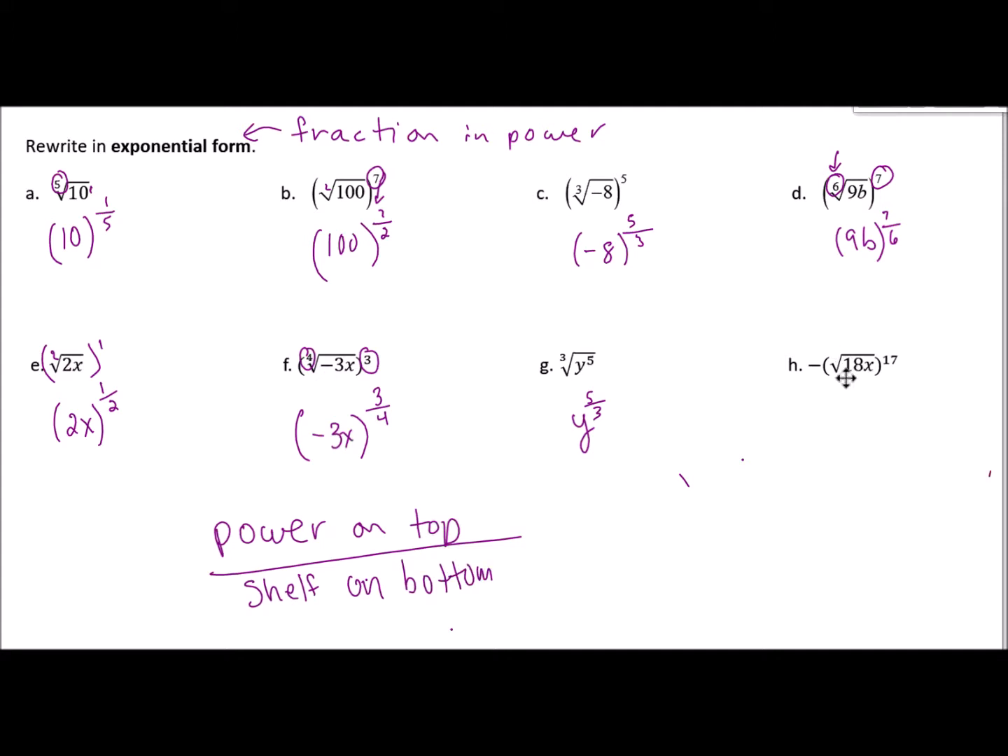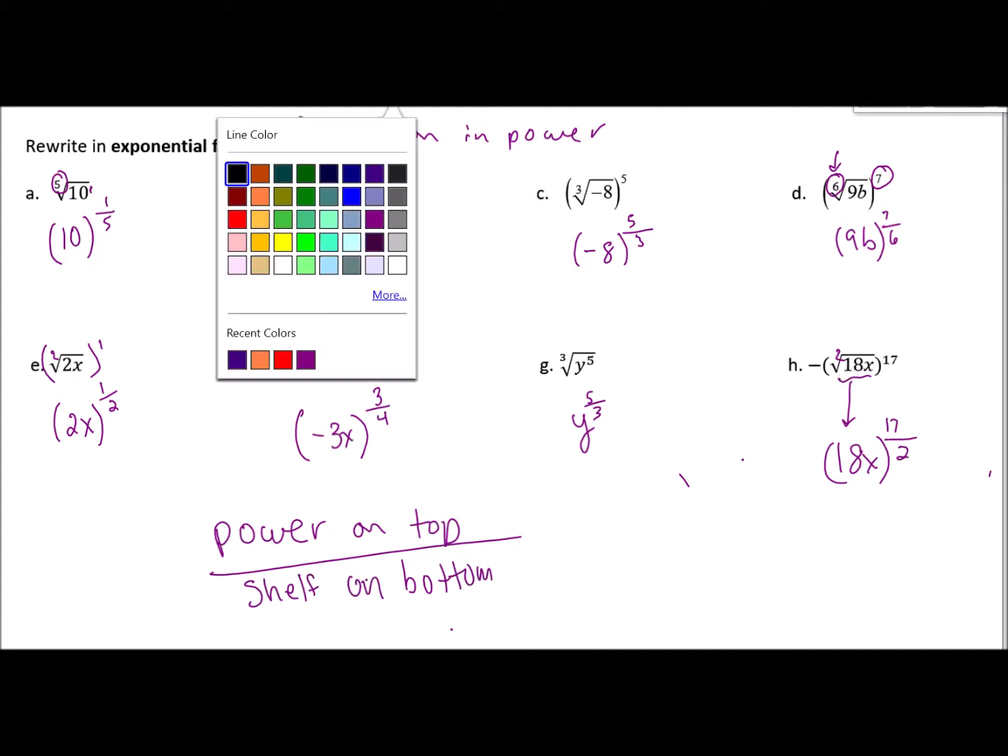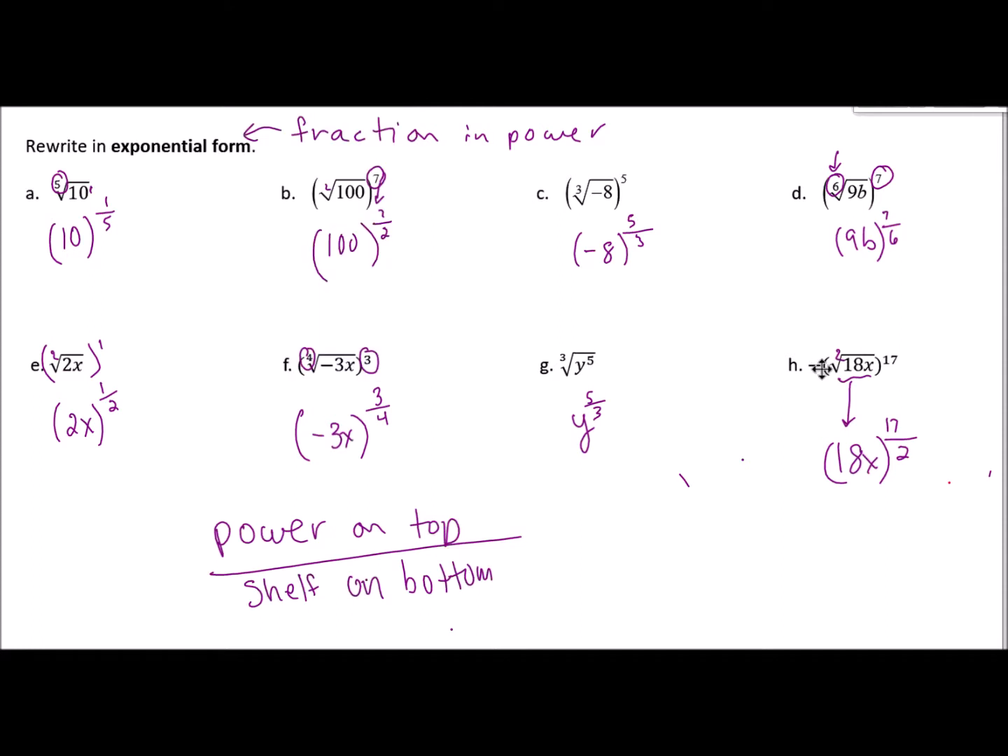All right, so this part right here, 18x. The number's here, 2, so the power goes on top, the index goes on the bottom, sorry, the number on the shelf. And then this negative sign, since it is outside, we just continue it and put it outside in front of there.